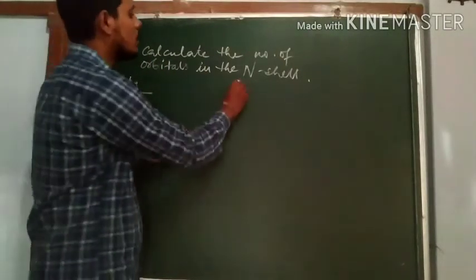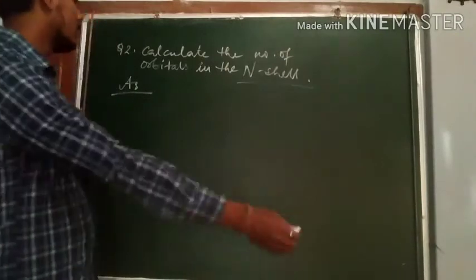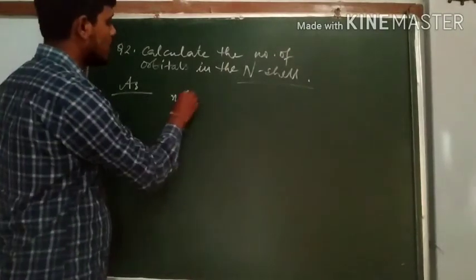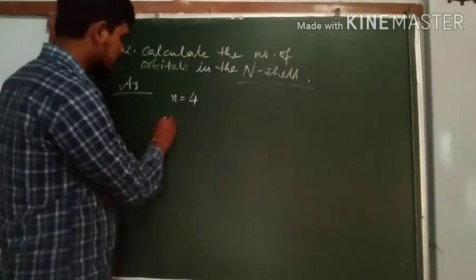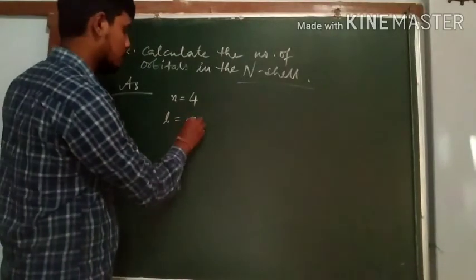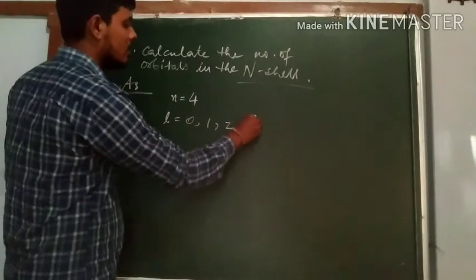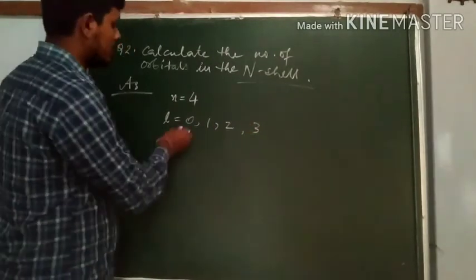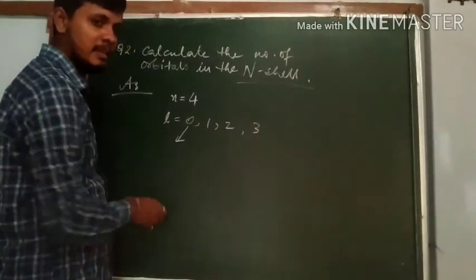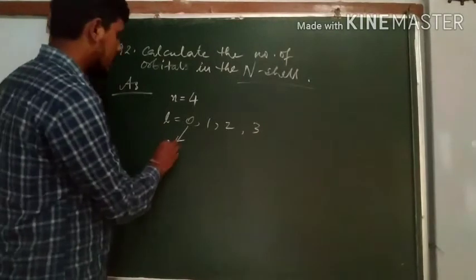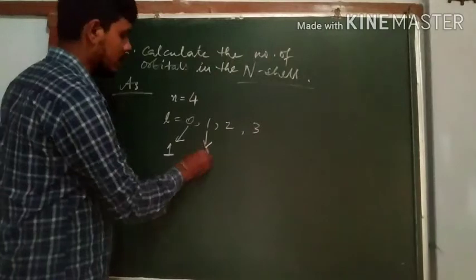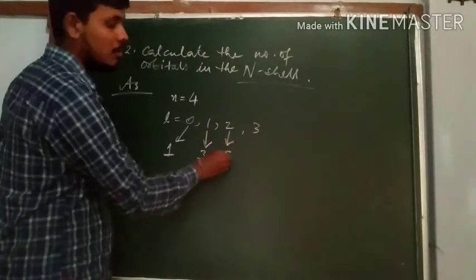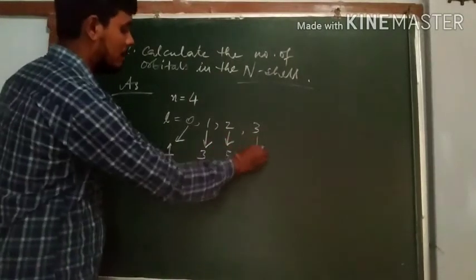N cell of total keta orbital thakibo. So for N cell, small n equals to 4. Okay. That means L will be having 4 values 0, 1, 2, 3. So if L is 0, that means the number of orbitals will be 1. L is 1, number of orbitals will be 3. L is 2, number of orbitals will be 5. And L is 3, number of orbitals will be 7.